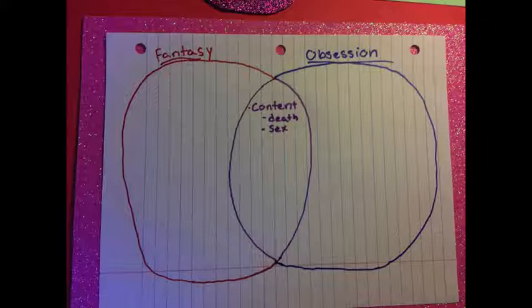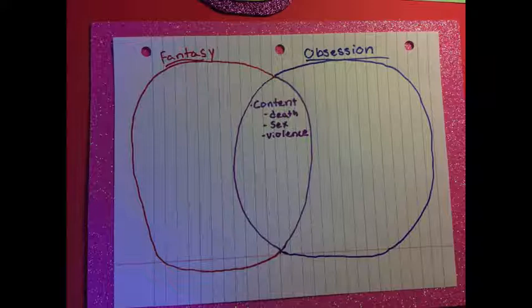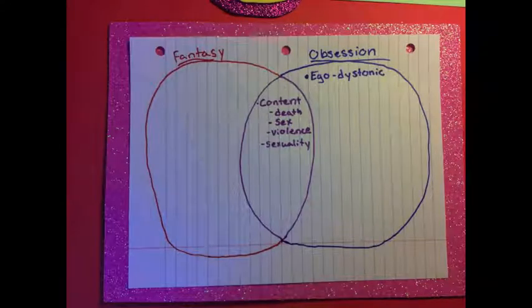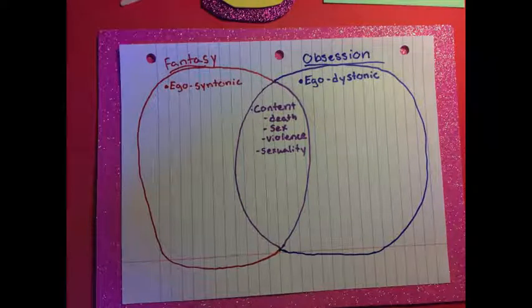Obsessions and fantasies can both cover similar topics like death, sex, various forms of violence towards people, animals, or objects, or an individual's sexuality. Okay, so obsessions are ego dystonic, which is a really big term that just means it doesn't match with somebody's sense of self. Whereas fantasies are egosyntonic. The thoughts align with how somebody imagines themselves to be. I'm going to go on to describe in more concrete terms the difference between a thought that is ego dystonic, an obsession, and a thought that is egosyntonic, or a fantasy.